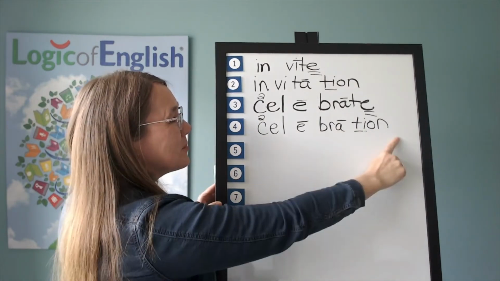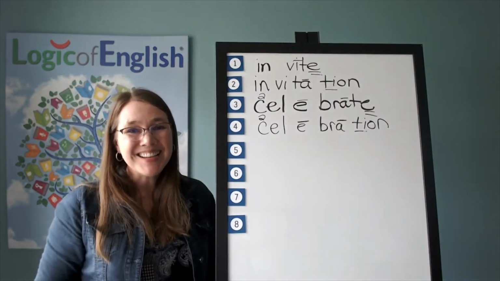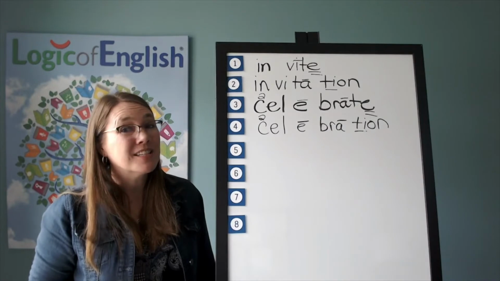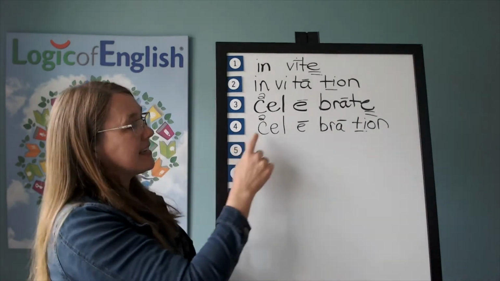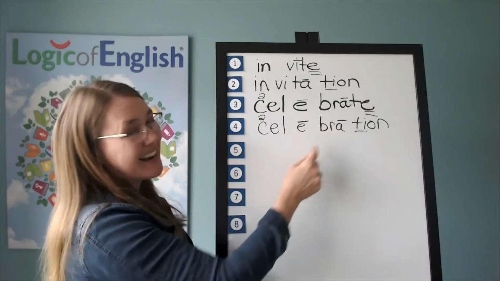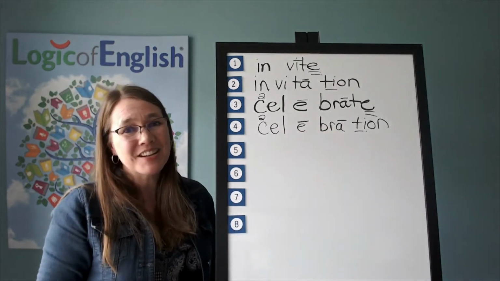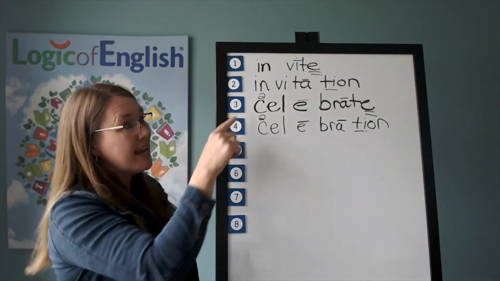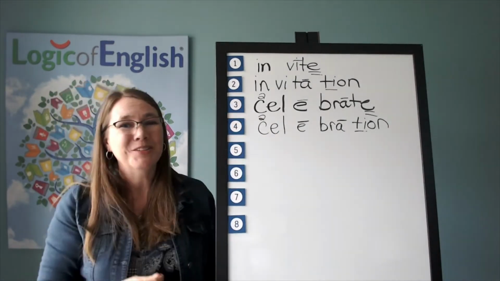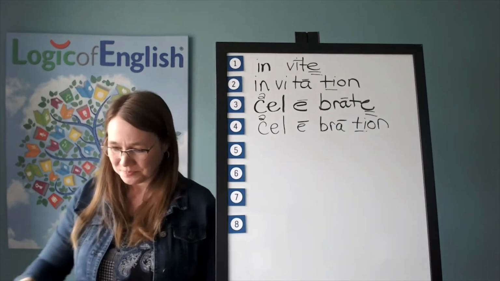S-E-L-E-B-R-A-Sh-U-N. Celebration. Excellent. This is how you learn to spell and to read big words. Don't memorize them like C-E-L-E-B-R-A. That's not going to make any sense. That's not going to help you. But if you remember the sounds and the phonograms and relationships to meaning, you have all sorts of clues.